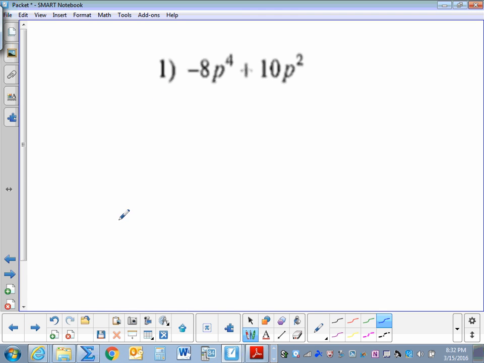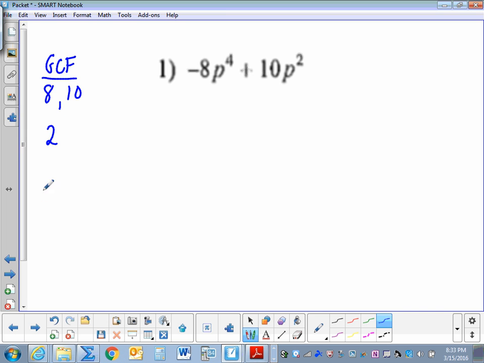Okay, let's go back to number 1. And let's look for the greatest common factor of the numbers. And we're just going to look at the absolute value of the numbers, so 8 and 10. So what is the greatest common factor of 8 and 10? And that would be 2.